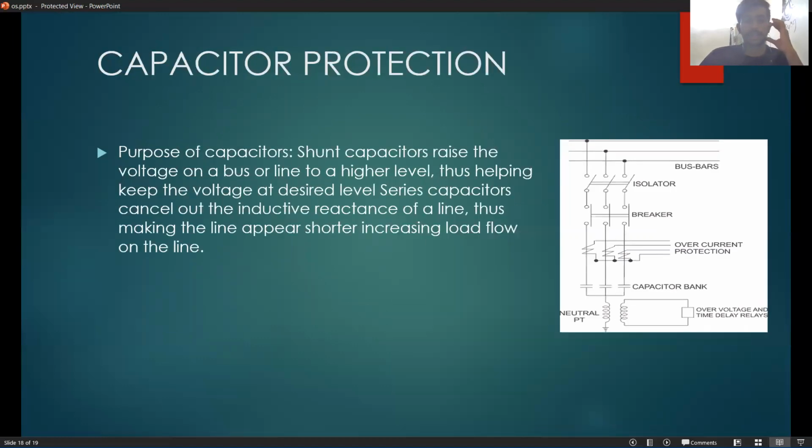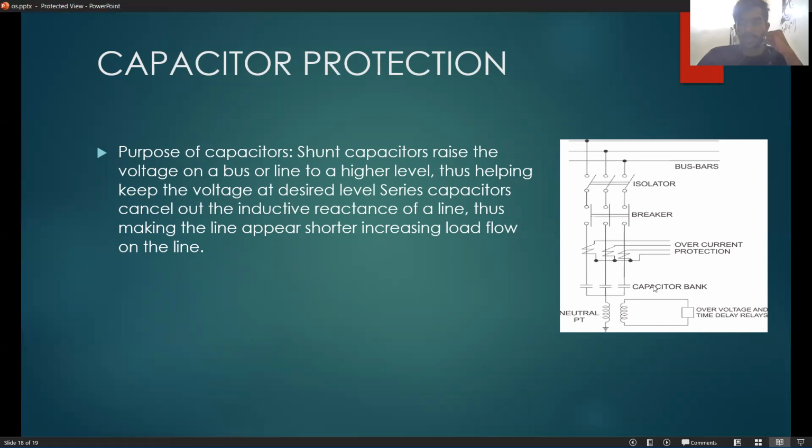Capacitor protection. Purpose of capacitors. A shunt capacitor raises the voltage on a bus or line to a higher level, thus helping keep the voltage at the desired level. Series capacitors cancel out the inductive reactance of a line, thus making the line appear shorter, increasing load flow of the line.